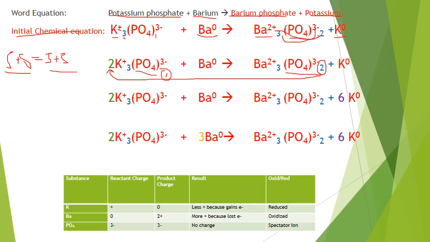Now I'm going to stay with this guy over here. Okay. Now I'm going to count up how many potassiums I have. So I have 2 times 3 is 6, so I need to have 6 potassium. So I come over here and I put a 6. Okay, second step is to get 6 potassium.